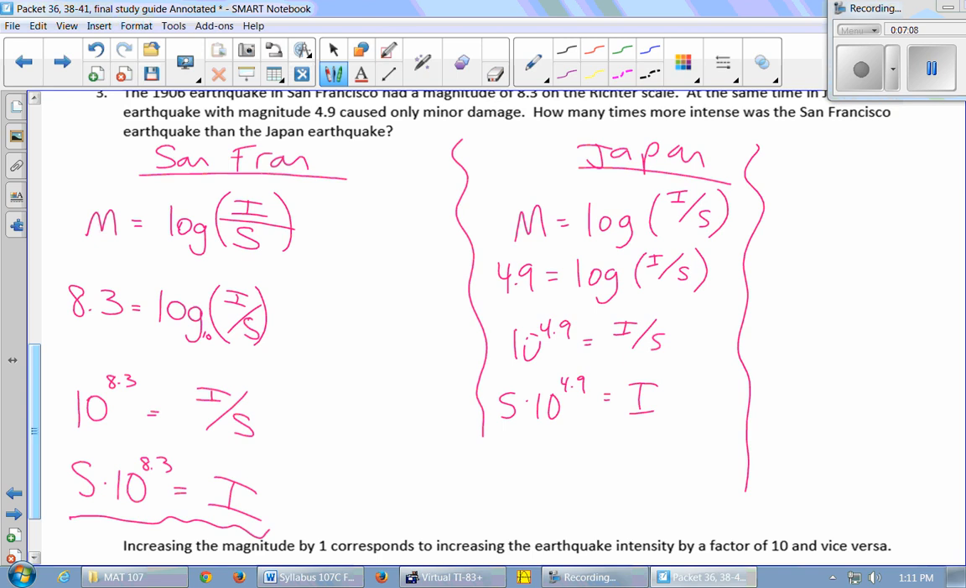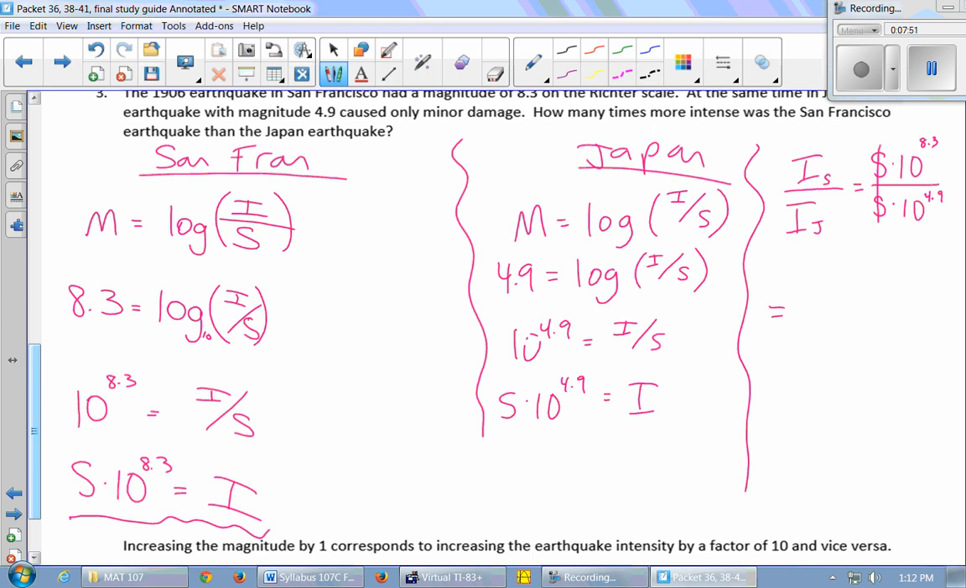So I'm going to take my intensity for San Francisco, divide by the intensity of the Japan earthquake, and that will tell me how many times more intense the San Francisco earthquake was over the Japan earthquake. So San Francisco, I have S times 10 to the 8.3. And for Japan, I have S times 10 to the 4.9. I have an S on the top and an S on the bottom, so those can cancel. And then how do I do 10 to the 8.3 over 10 to the 4.9? Subtract the exponents, right? Because when you have like bases, you can subtract the exponents if you're dividing.